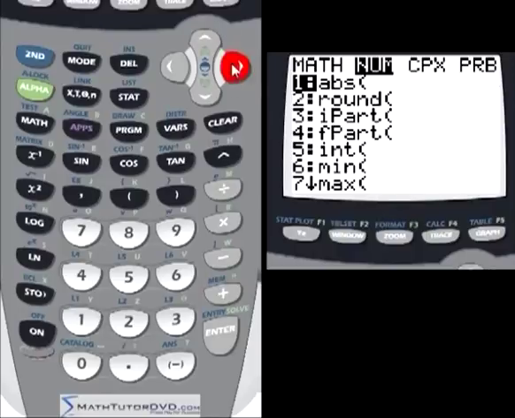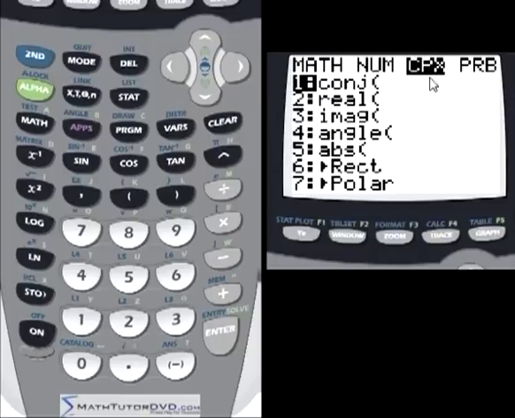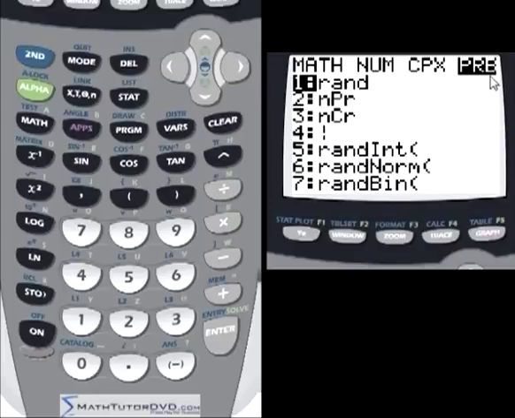And then you go over again, you get to complex. That's what CPX means. Complex, for those of you who aren't sure, it's just imaginary numbers when you have a real part and an imaginary part to a number. So everything in this menu is going to be dealing with imaginary numbers, complex numbers. So if you have a complex number that you're dealing with in your class, then you'll be using the things in this menu. And then the final part of the math menu is the probability menu, PRB, probability.